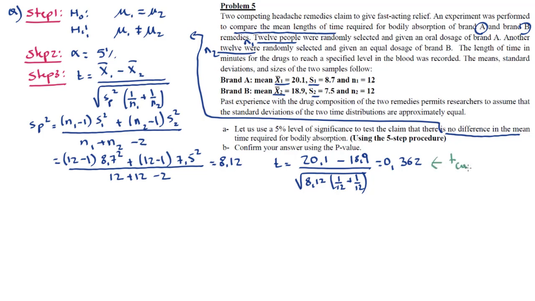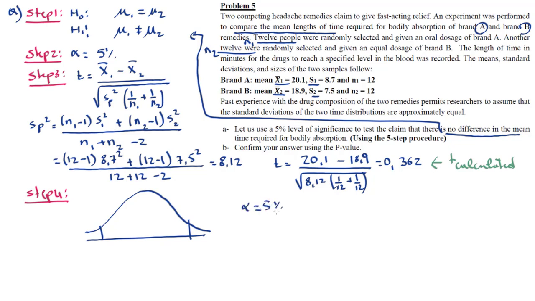To find critical T, we draw a normal curve with two tails. To find T critical, we need three pieces of information. Alpha is equal to 0.05. It's a two-tailed test. The degree of freedom is equal to n1 plus n2 minus 2, which equals 22. We go to the T table. We find a T critical equal to 2.074.